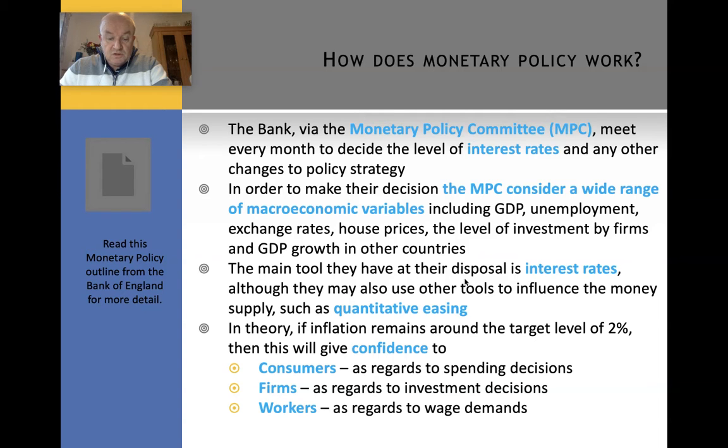And obviously workers too, in terms of wage demands. If you've got raging inflation at 7, 8, 9, 10%, then workers are probably going to be saying, well, we need at least that to keep pace with where inflation is. So you can see that there's a massive positive to maintaining a consistent level of inflation and managing that around that target of 2%.